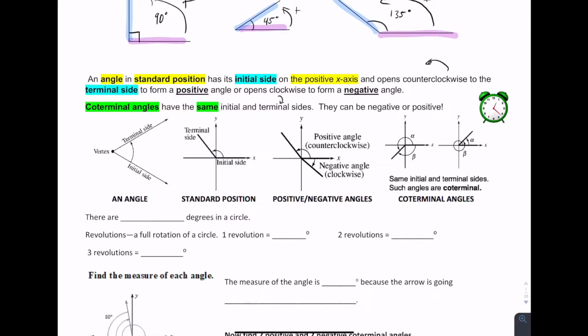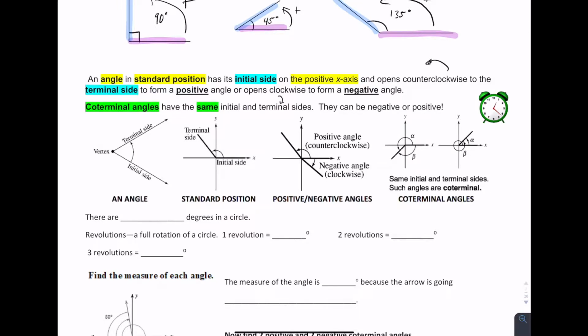Coterminal angles have the same initial and terminal side. That means they begin and end in the same place. They can be negative or positive. Okay? So in other words, how do I put this? Oh, I can show you here with this last example right here.